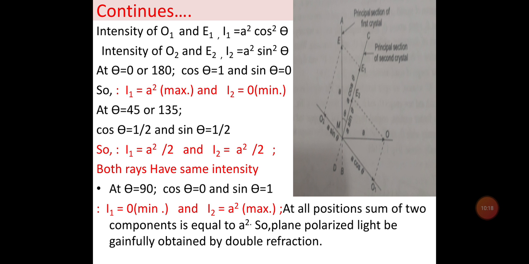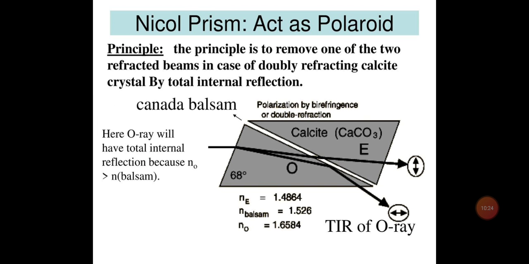So this was the reason why O1 and E1 coincide at 180 degree. Now the next topic is the Nicol prism. Nicol prism is an optical device. It is made up from the calcite crystal and it is used in many optical instruments. It can be used as the analyzer. It can be used as the Polaroid.